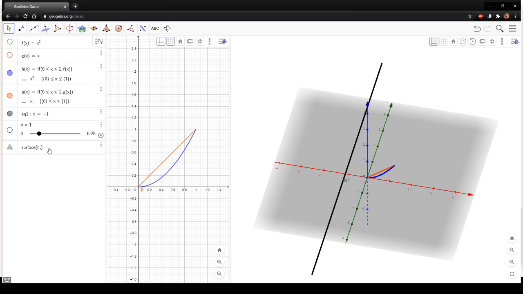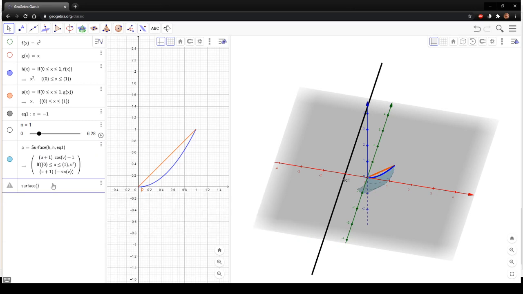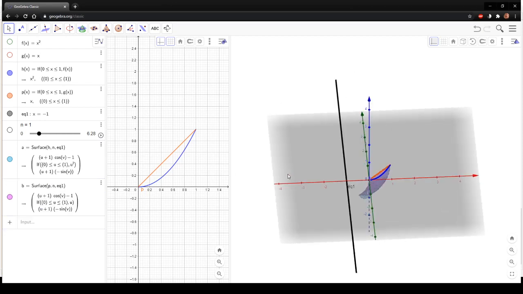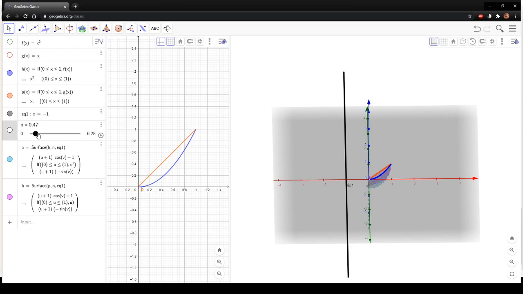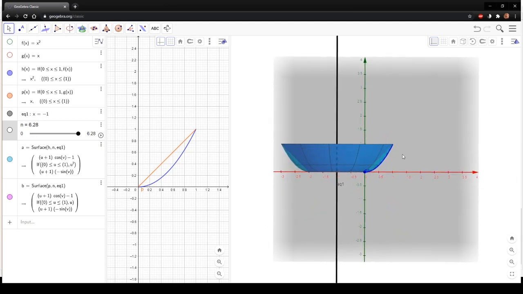Surface command. Okay, so GeoGebra has decided to call this vertical line EQ1. So now we're going to put EQ1 inside the surface command so that it knows what we are rotating around. There we go. And so we end up getting this shape. Again, pretty similar. Now, do we take vertical or horizontal cross sections? Well, looks like horizontal cross sections are going to be what we need.